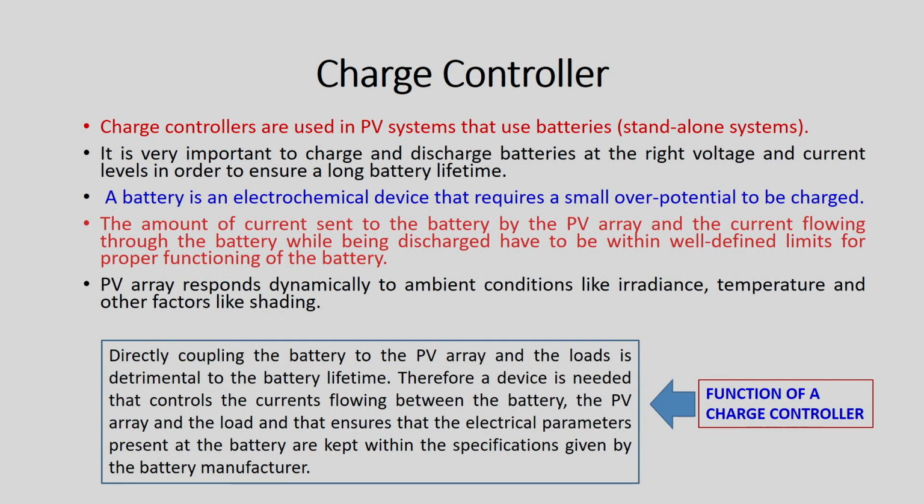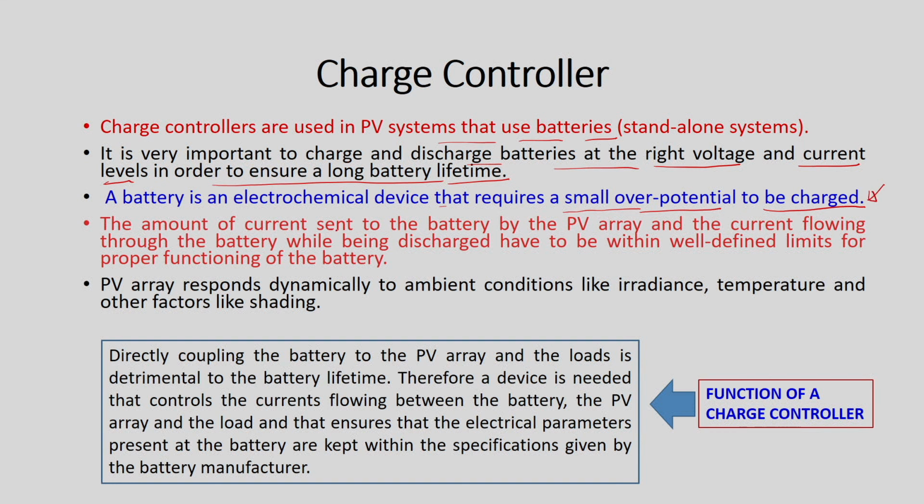Now, let us discuss something about the charge controller, which plays a key role in a standalone system where a battery is involved. Charge controllers are used in PV systems that use batteries. It is very important to charge and discharge batteries at the right voltage and current levels in order to ensure a longer battery lifetime. A battery is an electrochemical device that requires a small overpotential to be charged, which we should keep in mind. So, we need some kind of overpotential for charging.